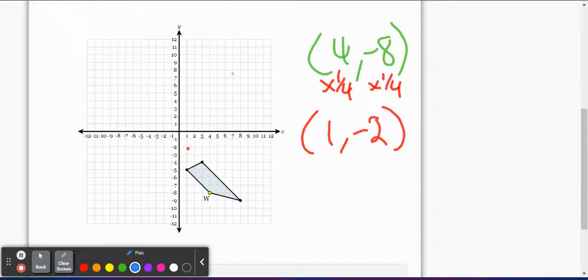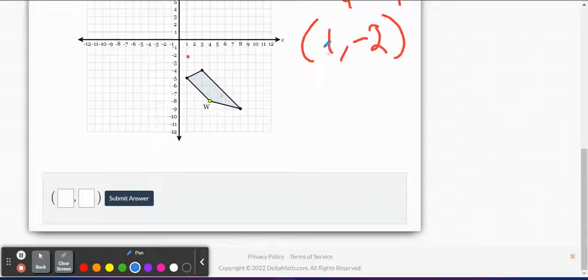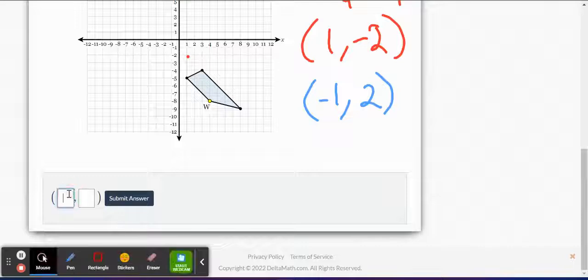Then it's rotated 180 degrees counterclockwise. It doesn't matter what direction it goes, clockwise or counterclockwise. I change the signs. So instead of +1, it's going to be -1. Instead of -2, it's going to be +2. So it's going to be (-1, 2).